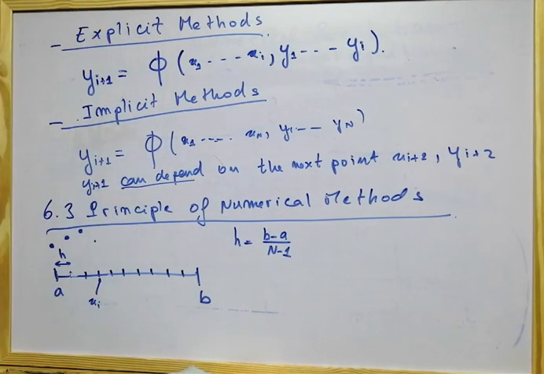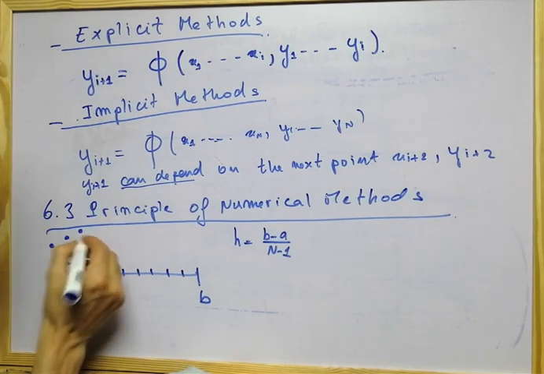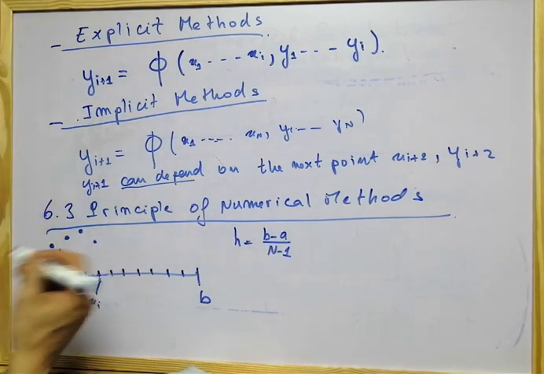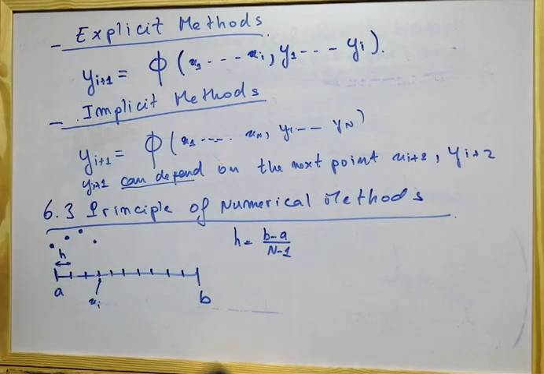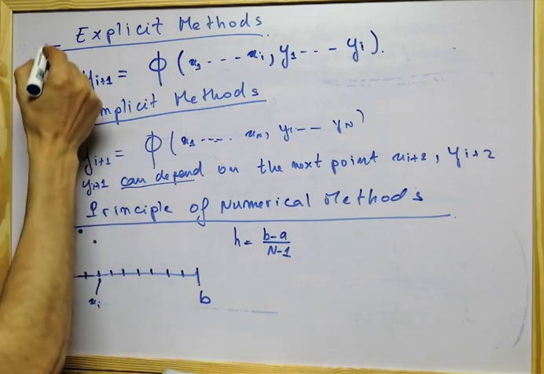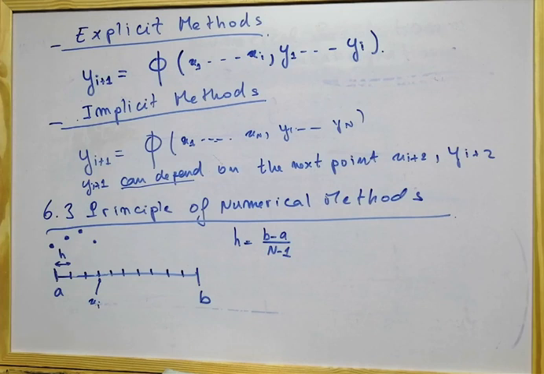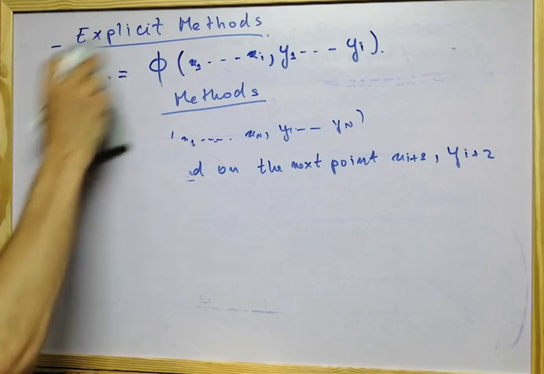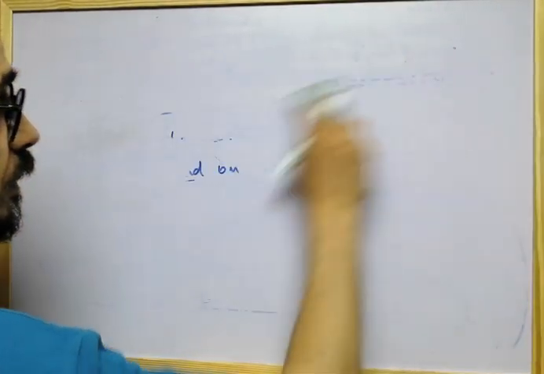Whereas for the explicit method, it is much simpler because we just use the previous points in order to calculate the point yi plus 1. Now in this chapter, our focus will be on the explicit methods because they are straightforward to solve. We will not treat the case of implicit methods, but I will give you an example of how we can derive explicit methods. So let's start with the simplest explicit method, which is also the least accurate, which is the Euler method.